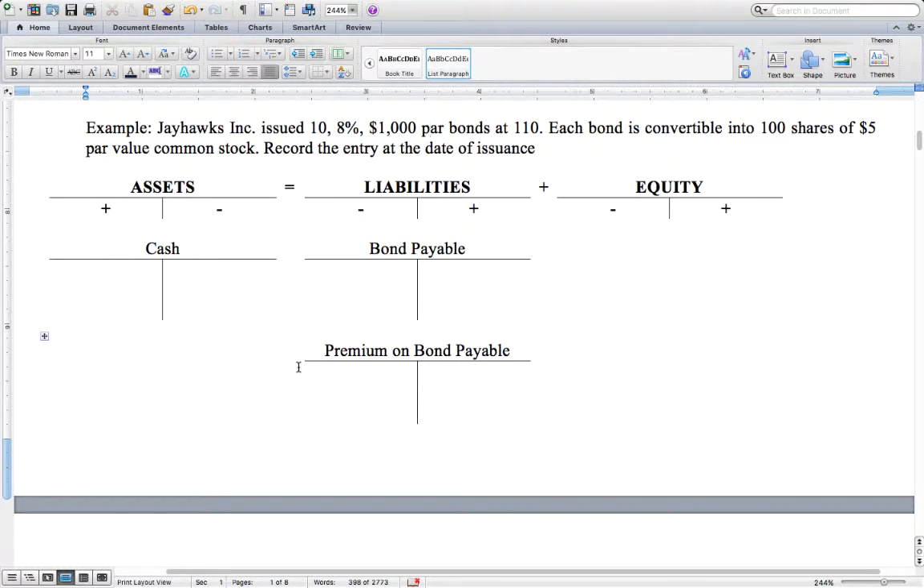Jayhawks Inc. issued 10 8% $1,000 par bonds at 110, which represents 110% of the par value. Each bond is convertible into 100 shares of $5 par value common stock. So, let's record the entry at the date of issuance. And here's a tip for you. At the issue date, you ignore the fact that there is a conversion feature where the debt would become equity.